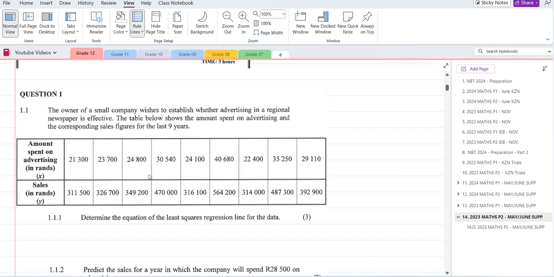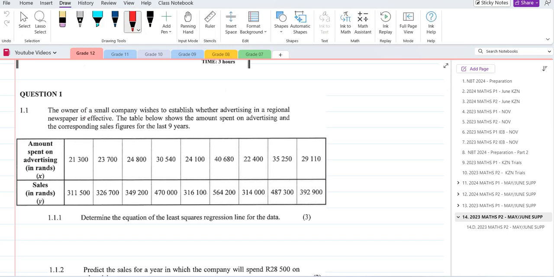In question 1, the owner of a small company wishes to establish whether advertising in a regional newspaper is effective. The table below shows the amount spent on advertising and the corresponding sales figure for the last 9 years. So we have 9 data sets. Determine the equation of the least squares regression line for the data.